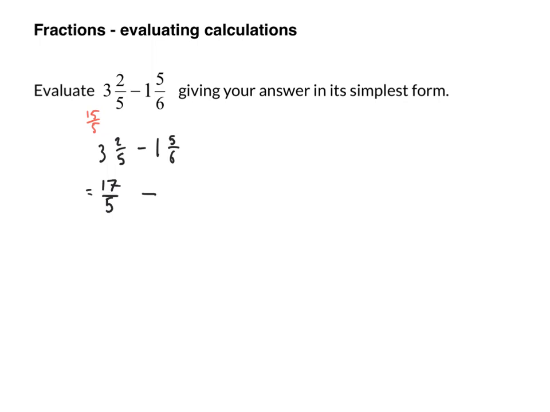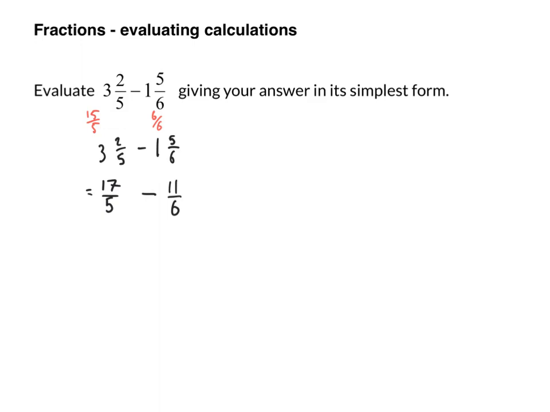The next one, the denominator is sixths, so I'm dealing with sixths here. 1 whole is 6/6. So I have got 6/6 and 5/6. I have got 11/6 altogether.